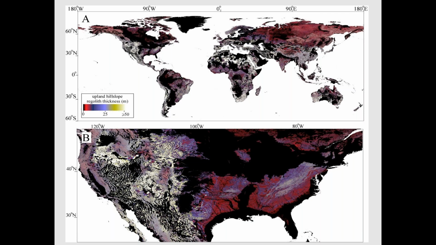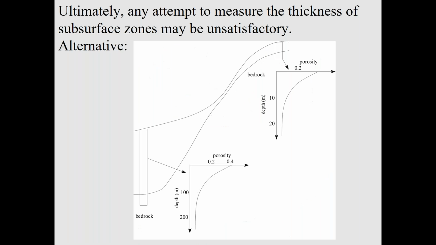And so we're looking essentially at a few tens of meters at the deepest. So this was an attempt to describe the total thickness of the critical zone globally at an appropriate resolution. So I just want to take a step backward.